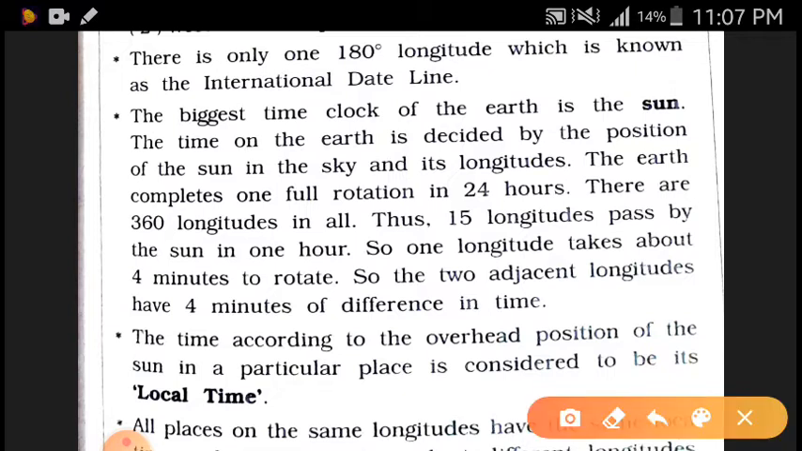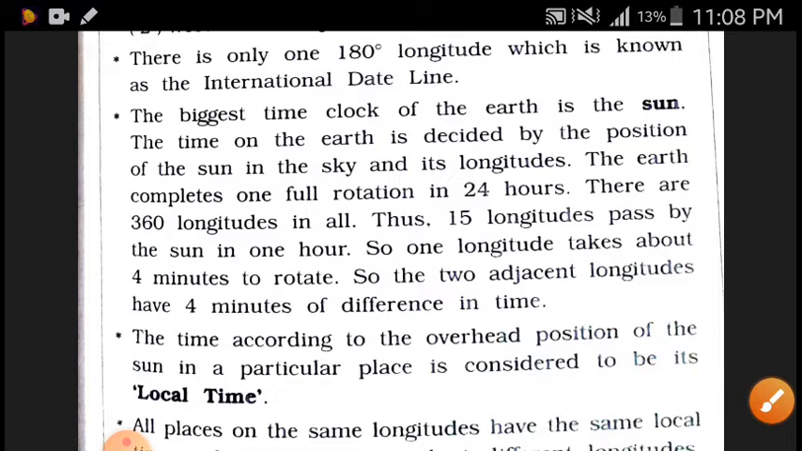There is only one 180 degree longitude, which is known as the international dateline. Keep this in your mind: international dateline is only the 180 longitude. In short, we can write IDL. It is also known as IDL, international dateline. We'll learn about it further, so you will be clear about international dateline.